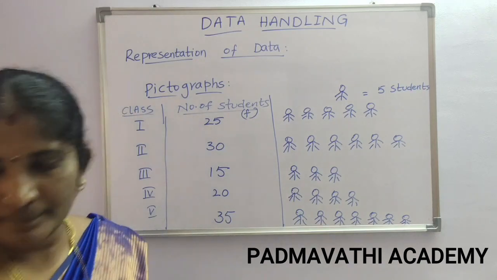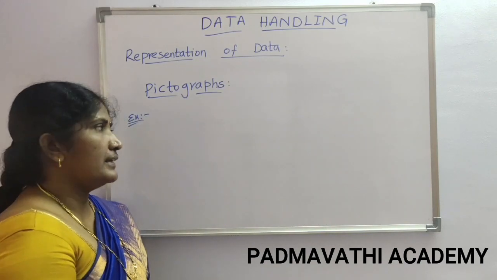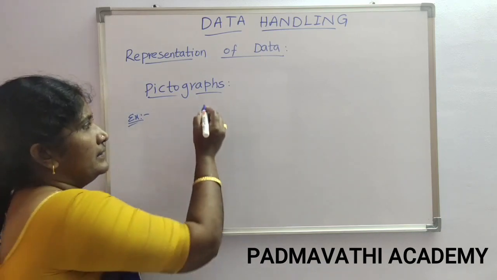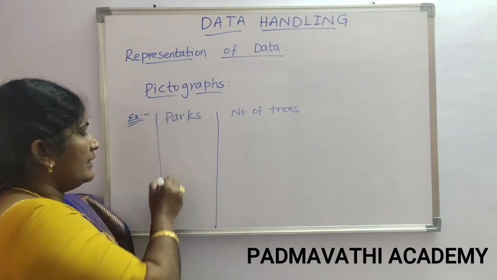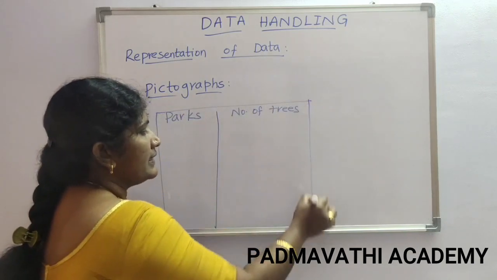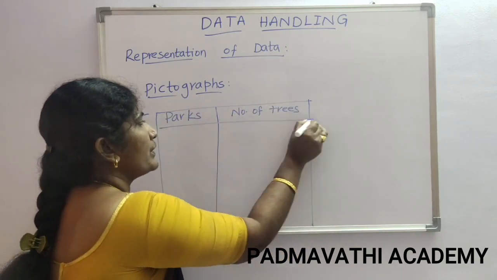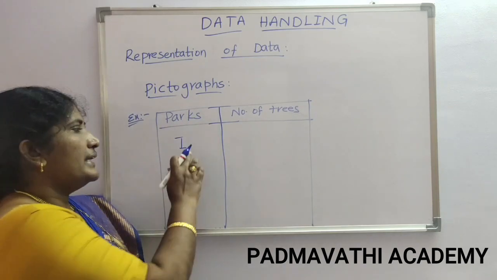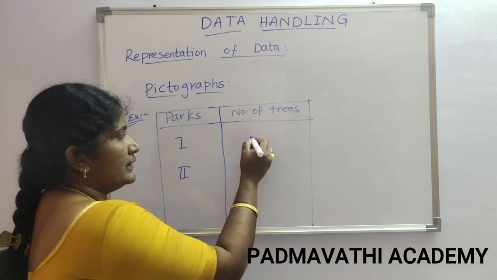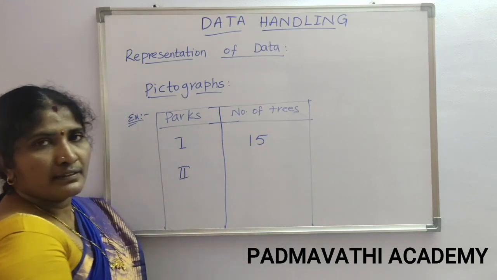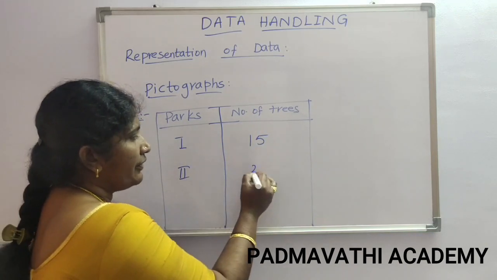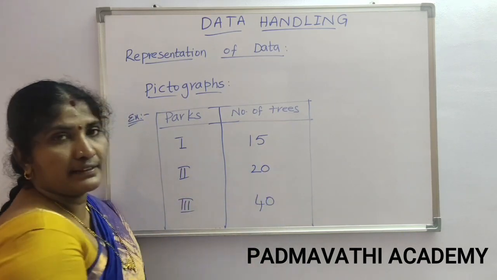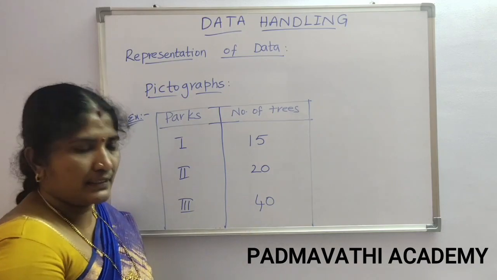Take one more example. In a city, 3 parks. They collected some information. How many trees are planted in the 3 parks? Now we want to represent this information through a pictograph. In park 1, 15 plants are there. In park 2, 20 plants are there. In park 3, 40 plants are there.